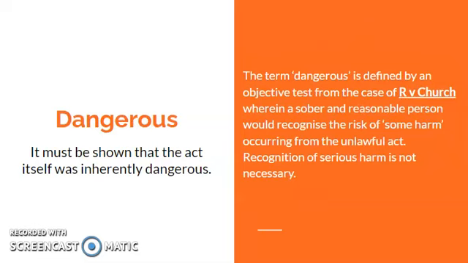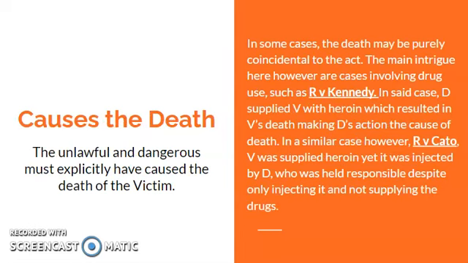Then, it must be shown that the act itself was inherently dangerous, with the term dangerous being defined by an objective test from the case of R v Church, wherein a sober and reasonable person would recognize the risk of some harm occurring from the unlawful act. Recognition of serious harm, however, is not necessary. It also must be shown that the act itself causes the death explicitly. In some cases, the death may be purely coincidental.